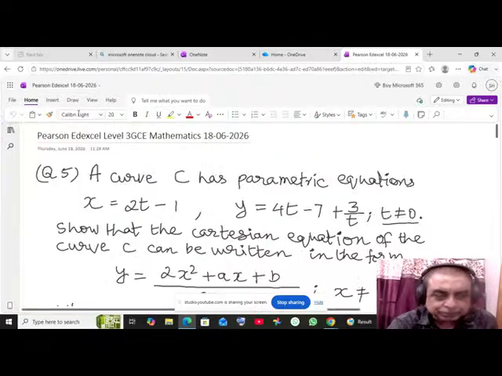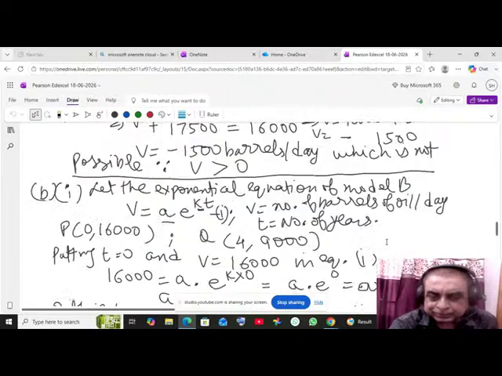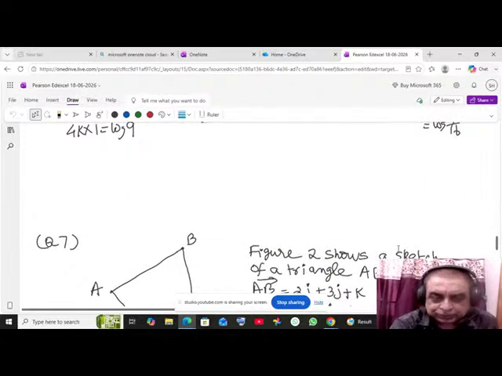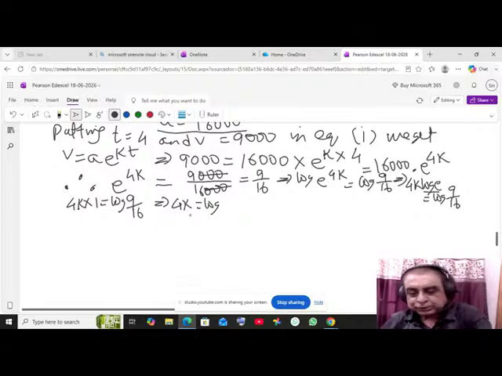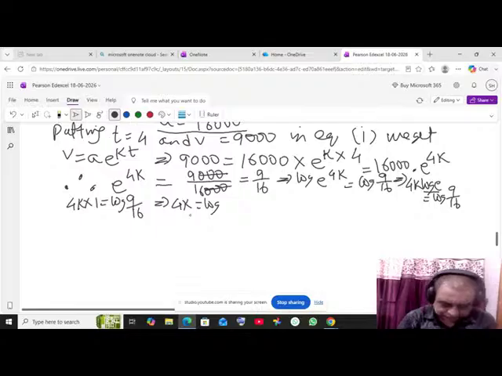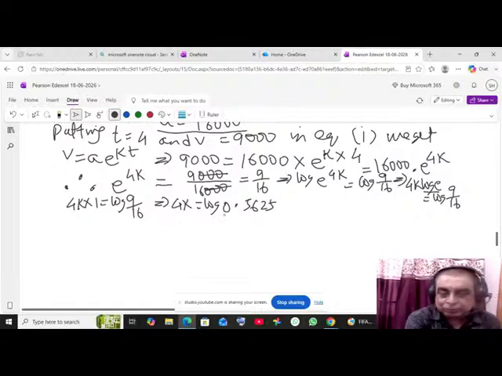So what do we get here? Now the value of k we have to find out. I am using the log. Log 9 upon 16. So 4k times 1 is 4k, and that is log 9 upon 16. So divide 9 by 16. 9 divided by 16 comes to 0.5625.